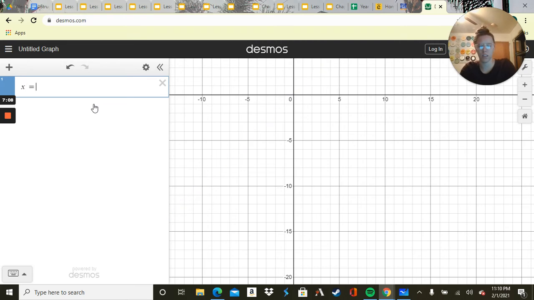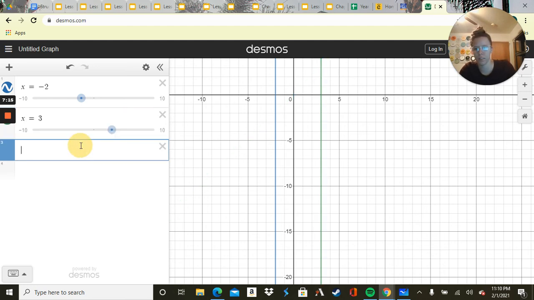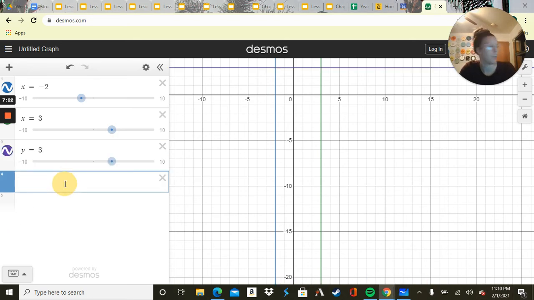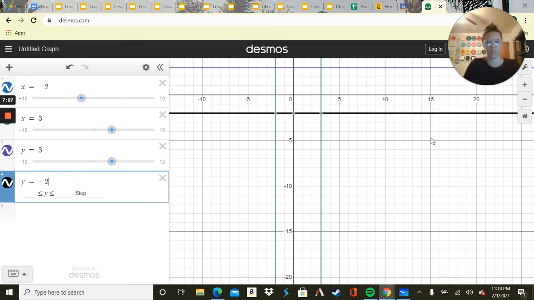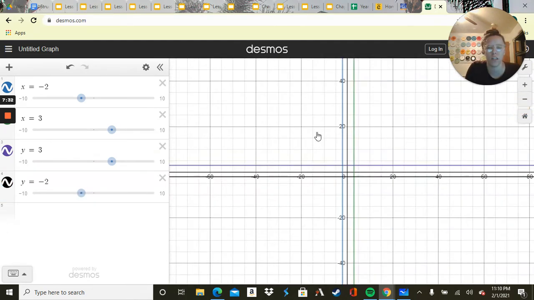So x equals -2. X equals 3. Y equals 3. And y equals -2. So we're going to zoom out a little bit. So each one's a different color. So the first one, x equals -2, is right here. And then x equals 3 is green. So what do you notice? They're a straight line. Okay.